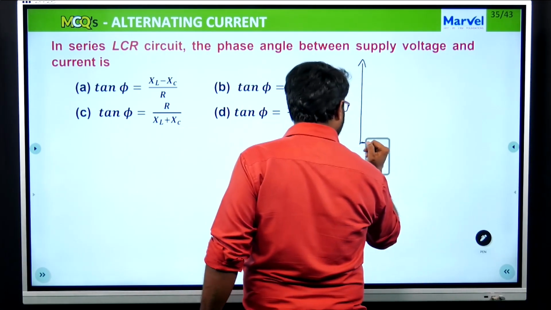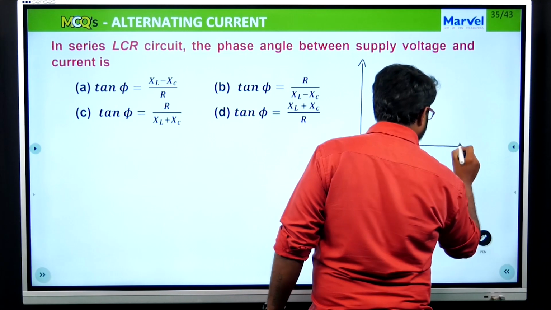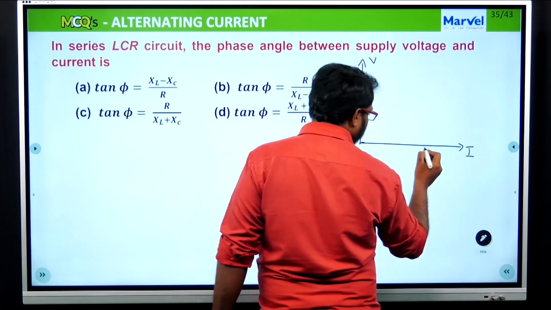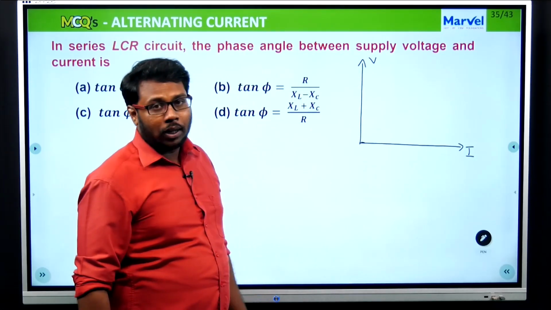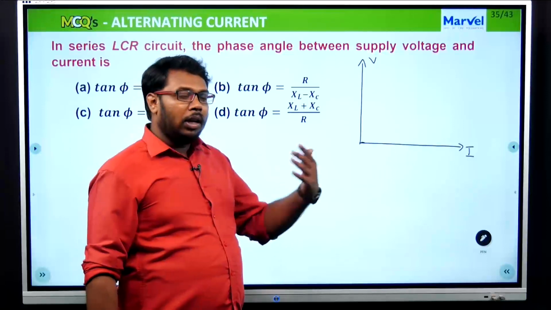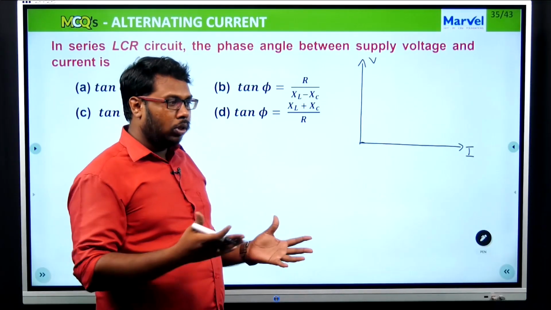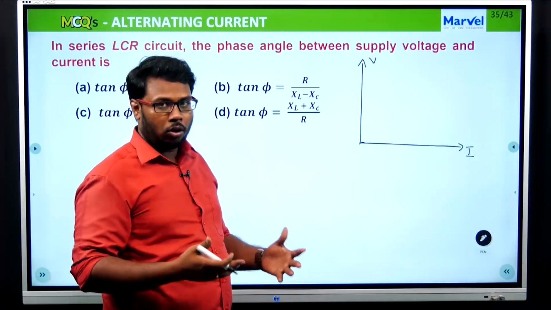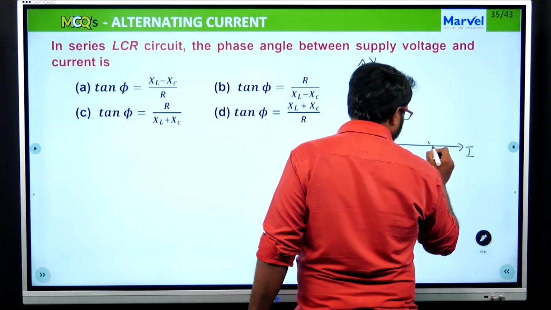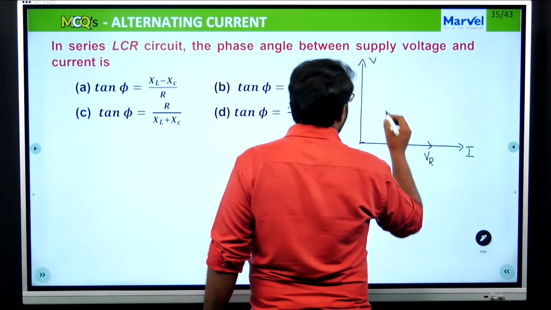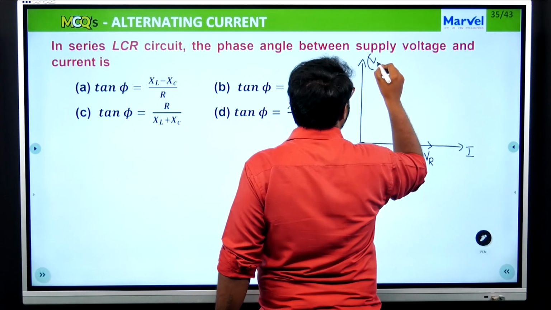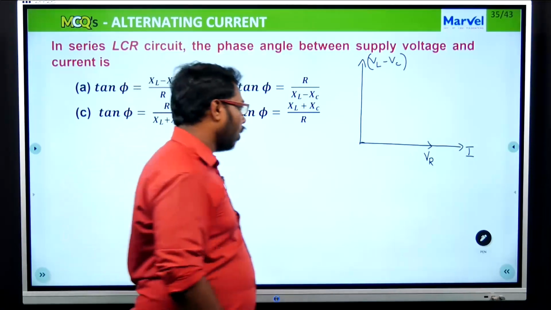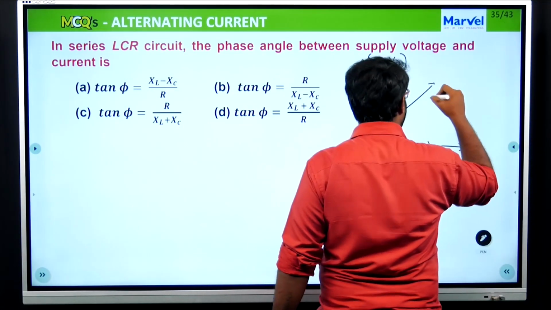So here the very first thing that we know is the voltage drop on the resistance. The voltage drop on the resistance will be in phase with the current. Both the wave for the voltage in the resistance and the current are going to overlap each other. So this is going to be VR, and in the y-axis it will be VL minus VC.